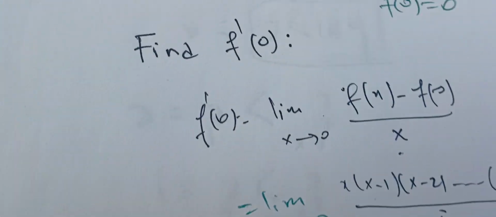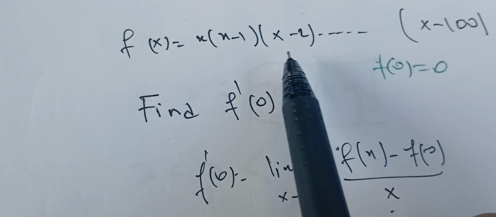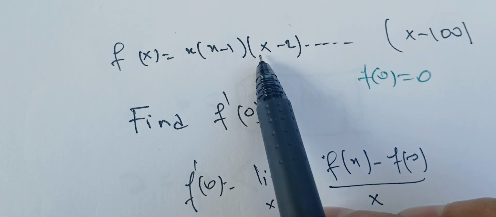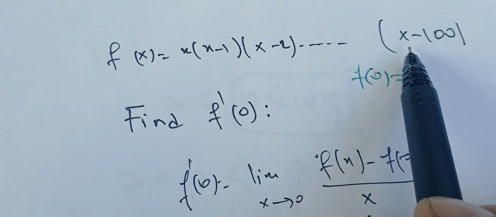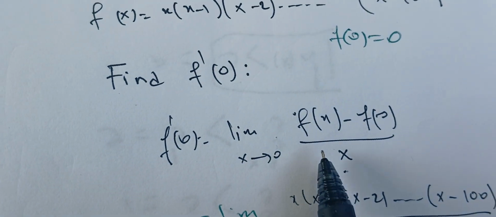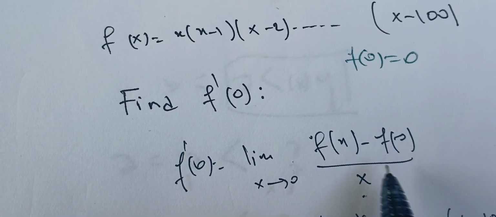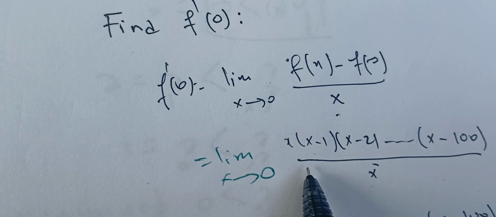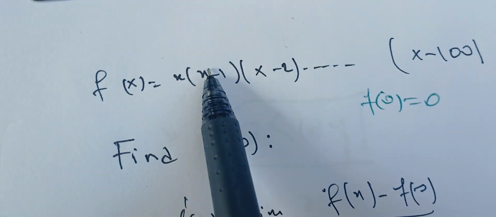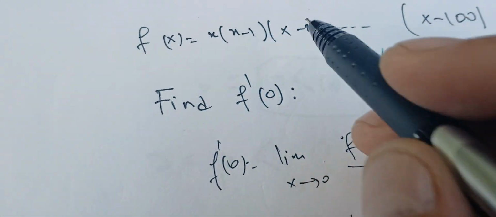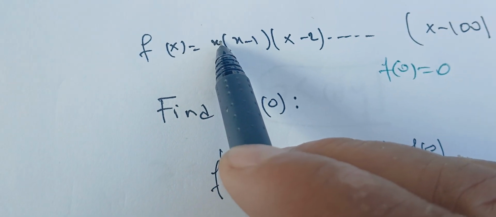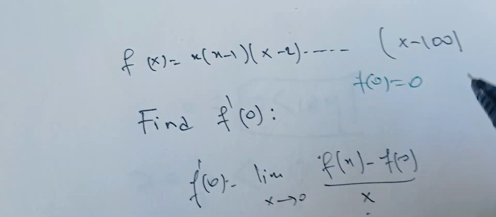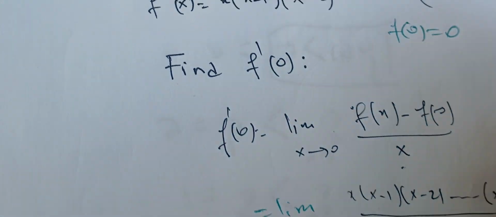The hard way is to differentiate this function. If we try to differentiate, you will get the result, but it will be longer. The best way is to apply the definition on this function and get the result very quickly, and that's what I did here. If we try to differentiate this one, first we differentiate x and keep (x minus 1) times (x minus 2) until (x minus 100) constant. Therefore, I will get this result here.